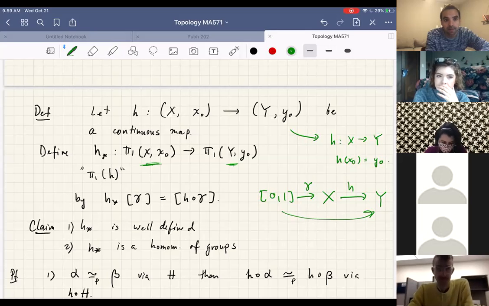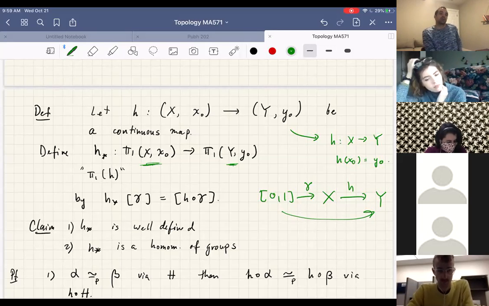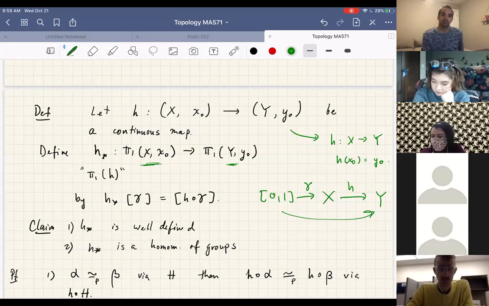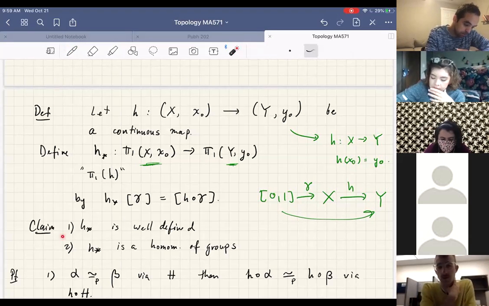Is this definition clear? It's called the induced map, the map induced by H on fundamental groups. So any continuous map of spaces induces a map of fundamental groups. Of course, there's something to check. H star is well defined, right? Because I'm defining it using representatives of a homotopy class, right?